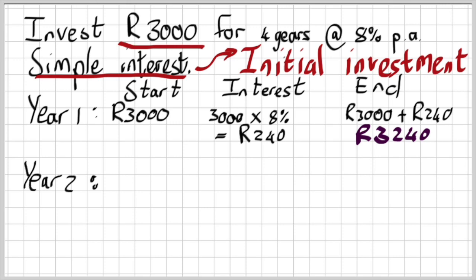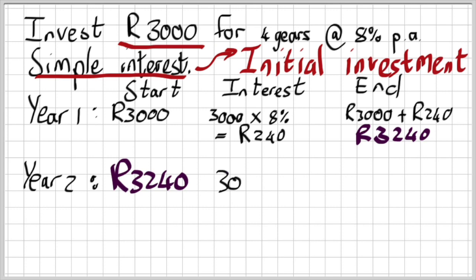The big question, ladies and gentlemen, is what is going to happen in year two? First of all, I'm going to start with 3,240 Rand. What do you think I'm going to do now with regards to interest? I know what a lot of you might think is, I'm going to take 8% of 3,240. No.